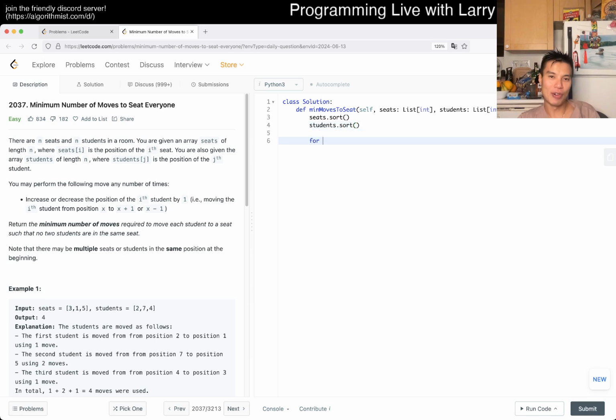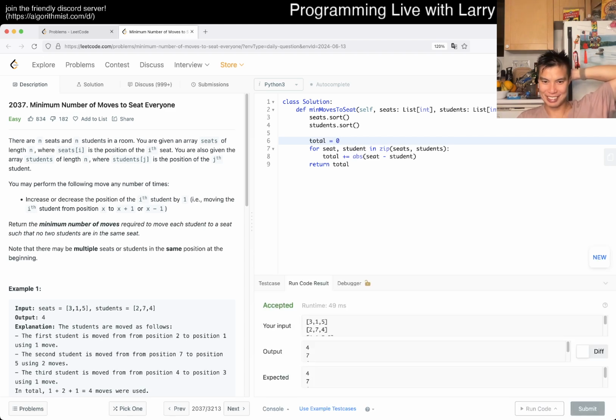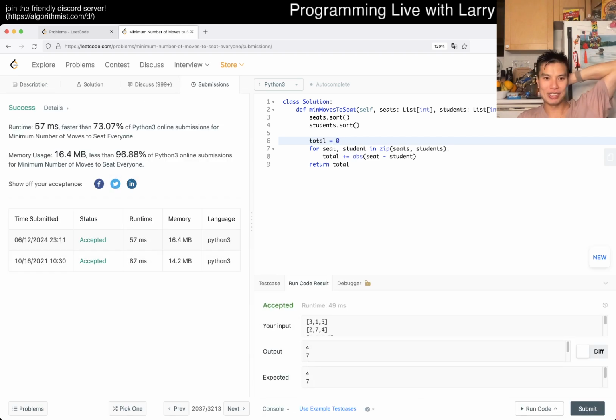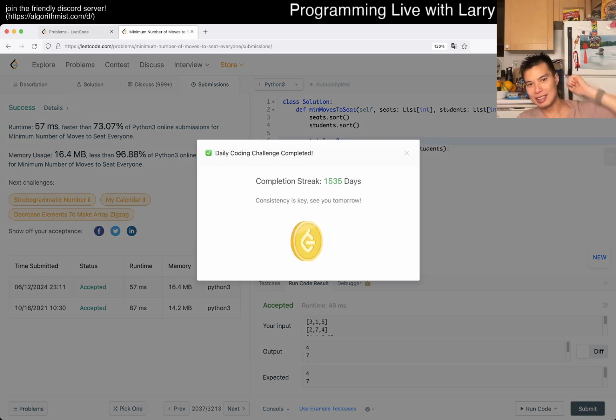And then for each seat and student, take the absolute value of seat minus student. And that's it. It's a very long video for just saying this, but hopefully the proof makes sense.